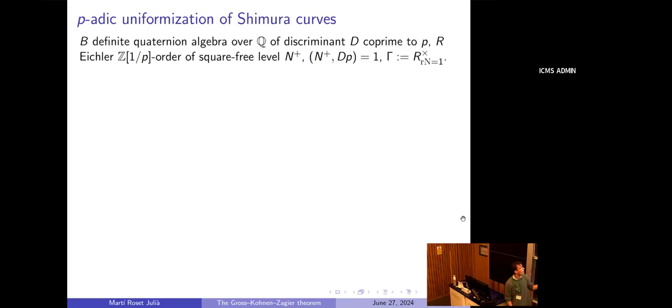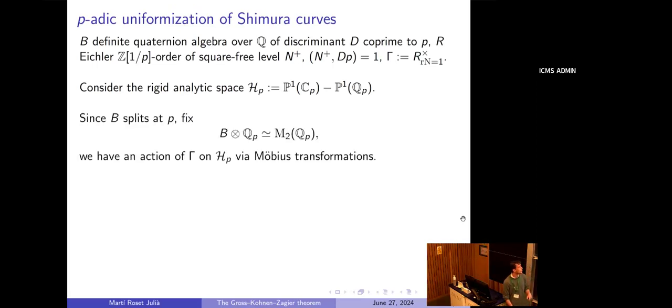We take R an Eichler Z[1/p] order of square-free level, and let Gamma be the units of norm 1 in this order. So this Gamma should play the role of the usual Gamma_0(N) that we use to complex uniformize modular curves, for example. And in this case, we will make this group act on the p-adic upper half plane, which is a rigid analytic space.